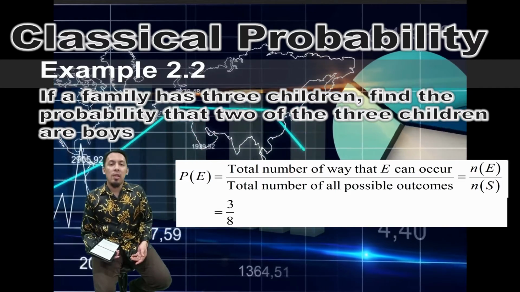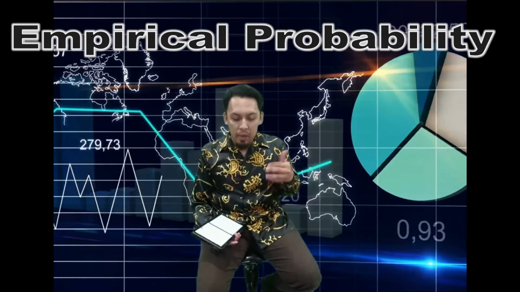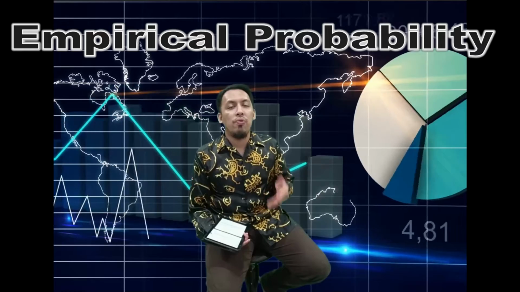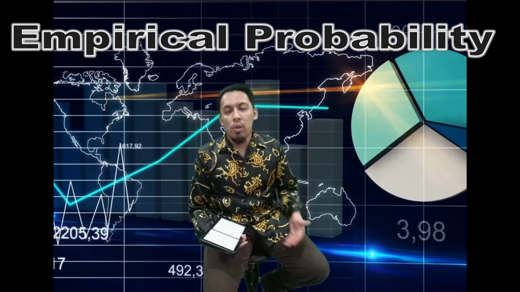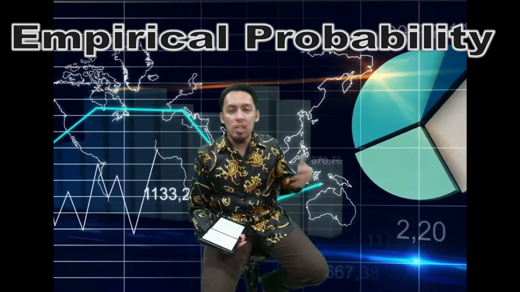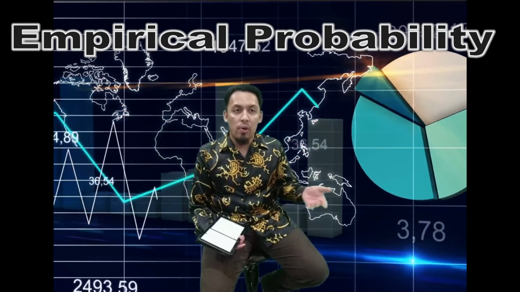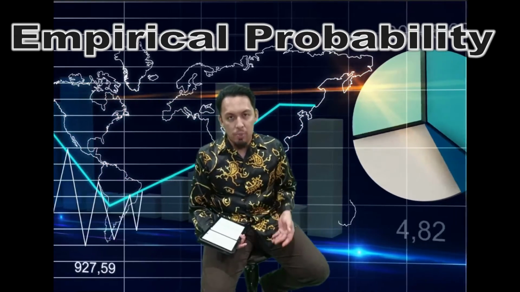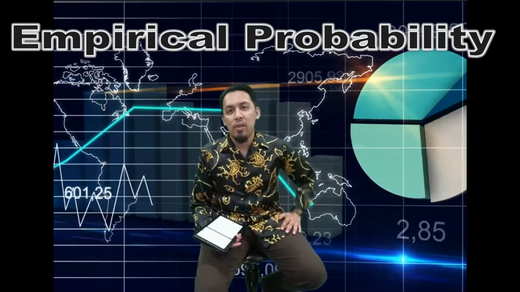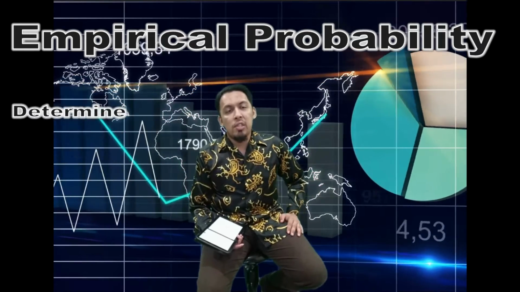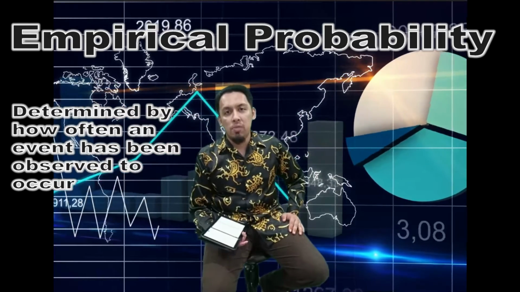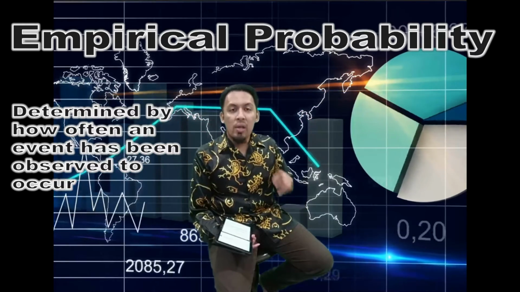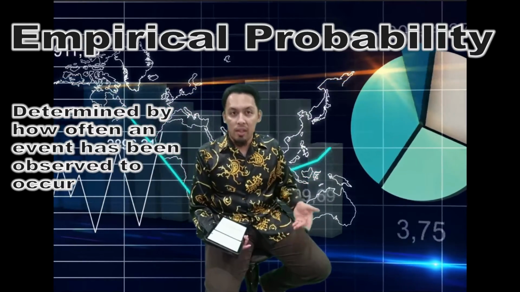Now let's look at the next probability, which is empirical probability. So one way to estimate the probability of an event is through performing an experiment. We did not perform any experiment for classical probability, but we do it now for empirical probability. So empirical probability relies on actual experience to determine the probability of an event. In other words, it is determined by how often an event has been observed to occur. It is also known as relative frequency or experimental probability. That is the other name for it.